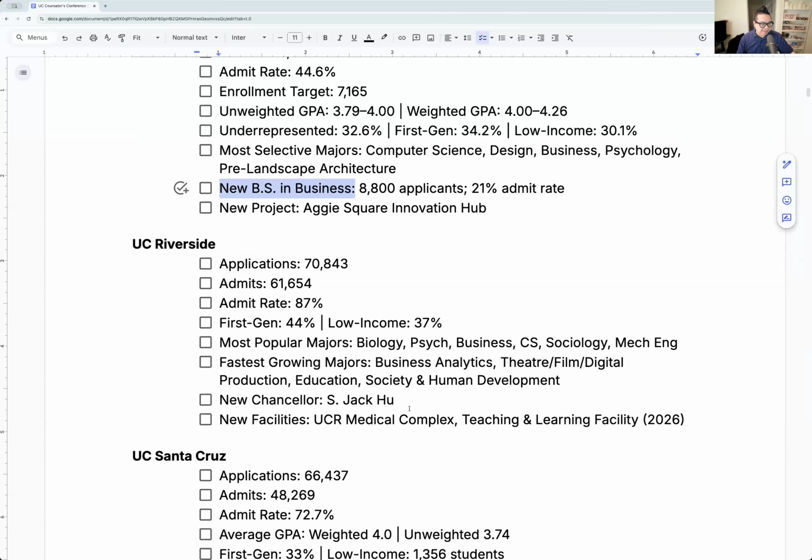Riverside, 87% admit rate as well too. Most popular majors: bio, psych, business, CS, sociology, mechanical engineering. If you notice, same themes across all the schools, right? That's pretty much all these are racing together. There are new majors that are growing: business analytics, theater, education, society, and human development as well too. They also have a new chancellor at their school.